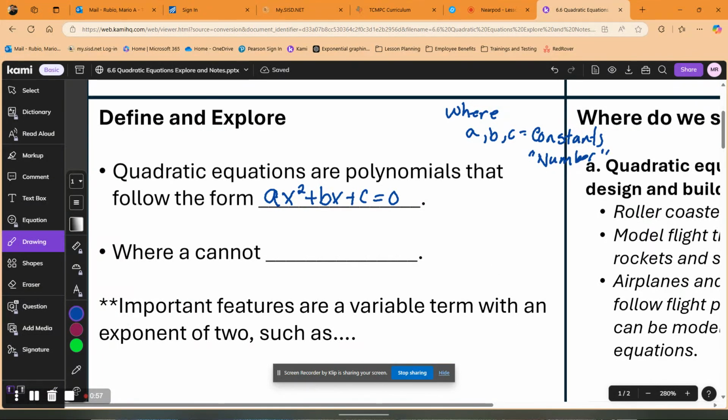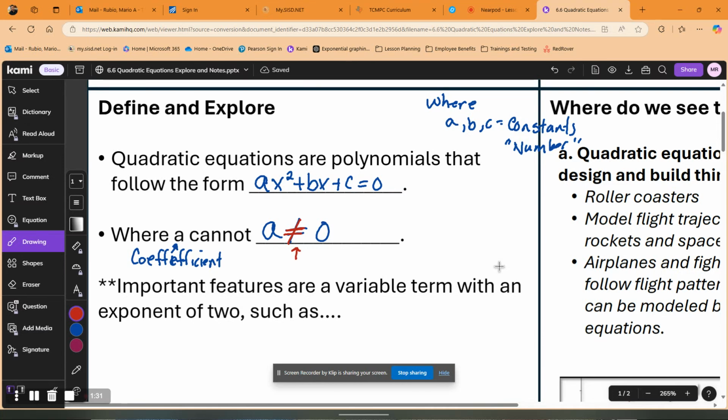Constants are just like a number, okay? And it's important for quadratic equations that the letter a, or the coefficient, the coefficient a cannot equal 0, okay? So there always has to be some number, a non-zero number, as the coefficient for x squared. It could be 1, it could be 1/2, it could be 15, but it can never be 0, okay? This little red symbol means not equal.